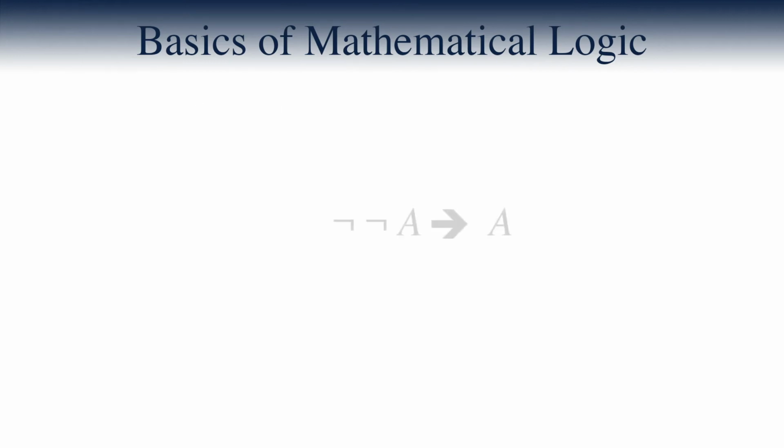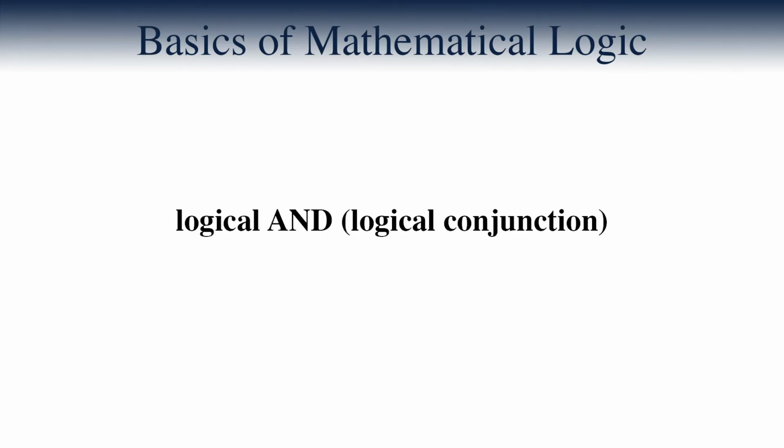Also, be aware that the negation of the negation of a proposition is the same as the original proposition. It means that double negation does not change the truth of a proposition. The next logical connective is called logical AND, also known as logical conjunction.